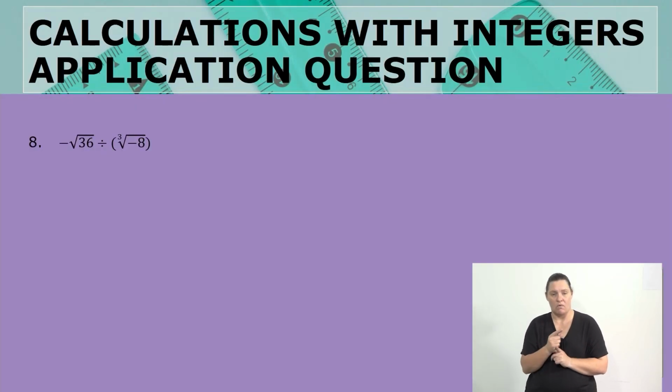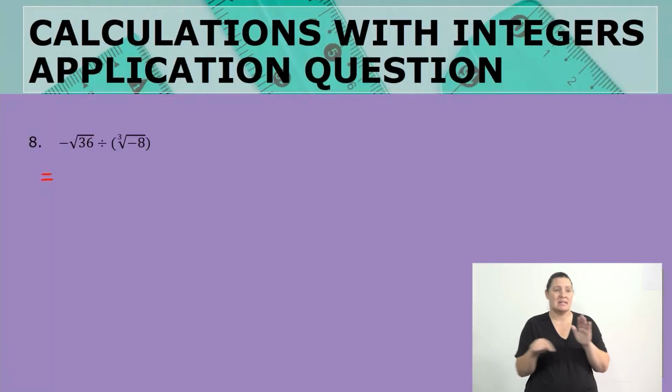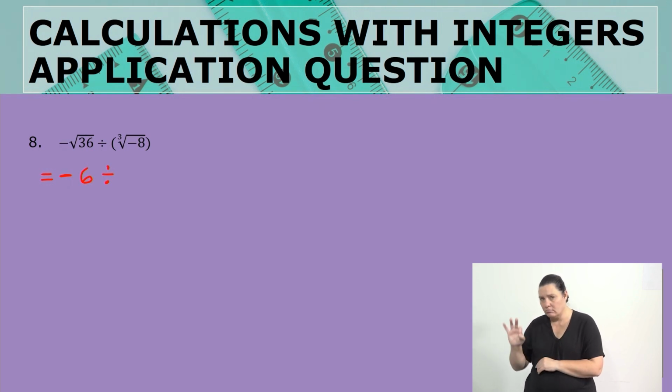So the last one there is the negative square root of 36. A negative square root will give us a negative answer. We are dividing that by the cube root of negative 8. Again, remember, the cube root of a negative number will give us a negative answer. So the negative square root of 36 is going to be negative 6. And we are going to divide that by the cube root of negative 8. What is the cube root of negative 8? Yes, it is going to be a negative 2.